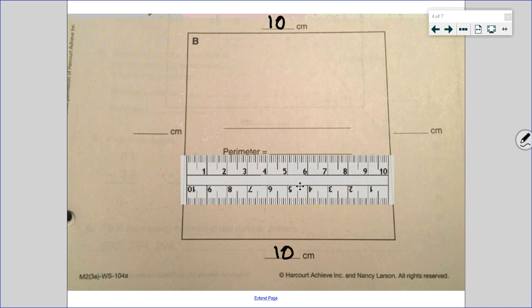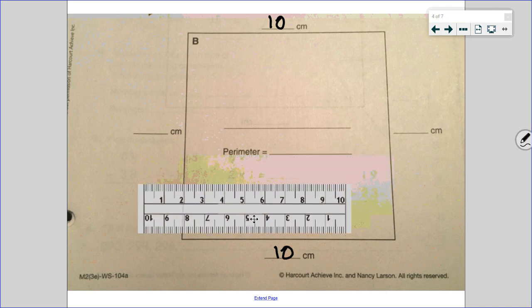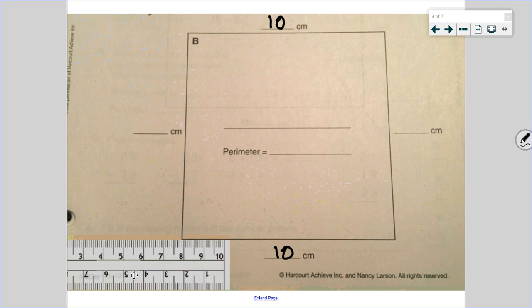Now, what do we know, guys, about a square? Every side is equal. So if I know this side is 10 centimeters, well, then this side would be 10 centimeters. We measured that, so this one must be 10 centimeters as well. That's the beauty of measuring a square. If it's a perfect square, then we all have the correct answer for each side if we measure one time.